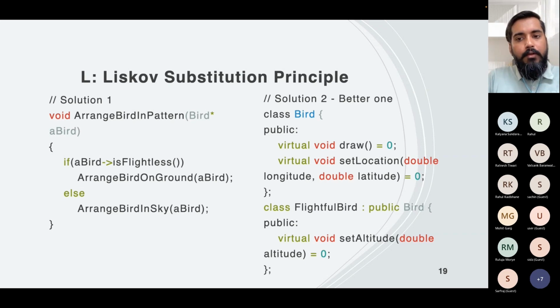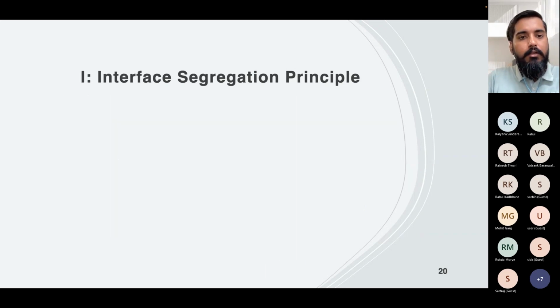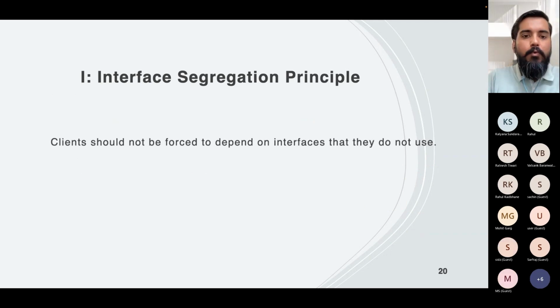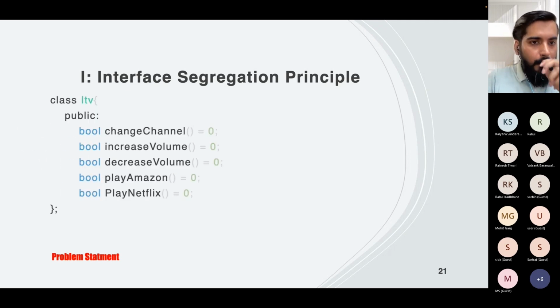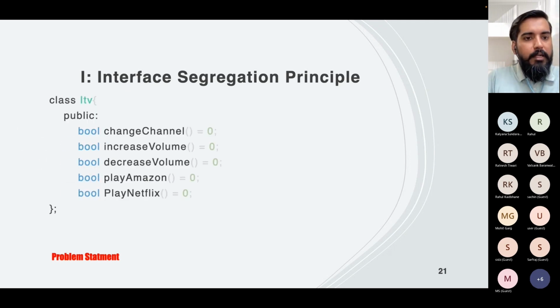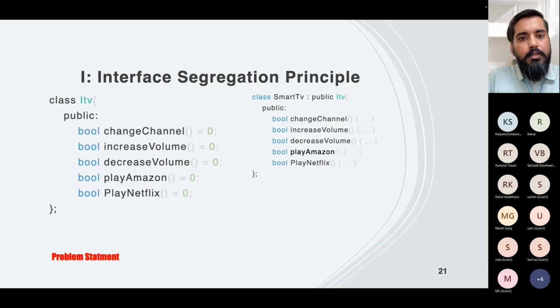With this, we'll move to the next one, which is the interface segregation principle. It says clients should not be forced to depend on interfaces that they do not use. We'll see one problem. I have an interface for my television, and I'm adding a few pure virtual functions to change channel, increase volume, decrease volume, play Amazon, and play Netflix. From this, I'll derive my smart TV, and it's fine.